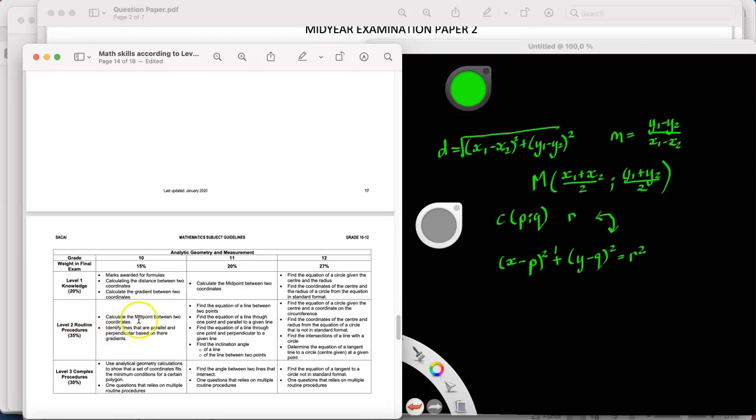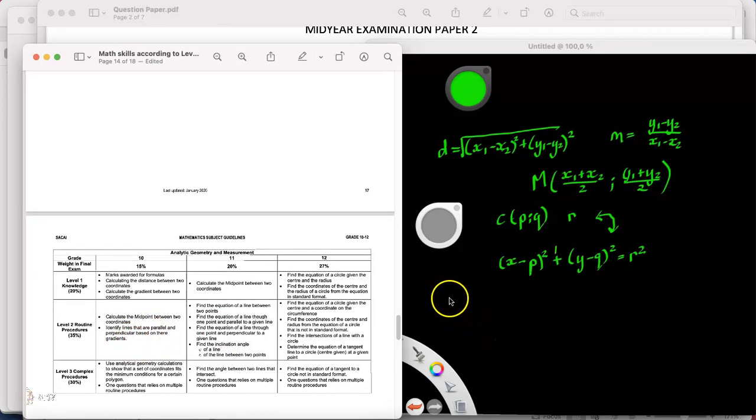This time you should calculate the midpoint between two coordinates. As you can see here, sometimes what would be a level 2 in grade 10 would be a level 1 in grade 11, and obviously then it's the same. It's a level 1 question in grade 12. So we can already do this component. Identify lines that are parallel and perpendicular based on their gradients.